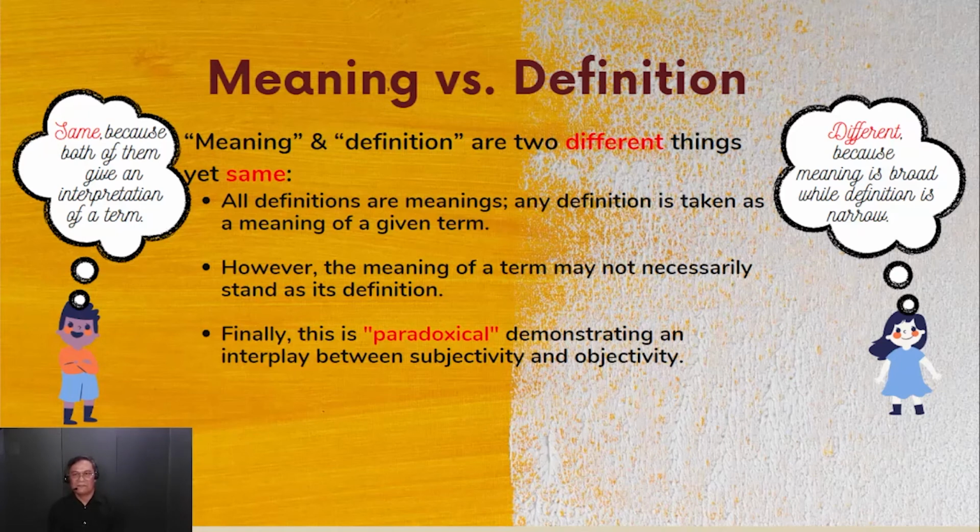So I would like to clarify this point. Actually, meaning and definition are not only different from each other, based on our discussion. We are able to establish that they are really different from each other. But we cannot also deny the fact that they are the same. So we can say that the situation between meaning and definition is paradoxical, because they are different and the same at the same time. All right? That is paradox.